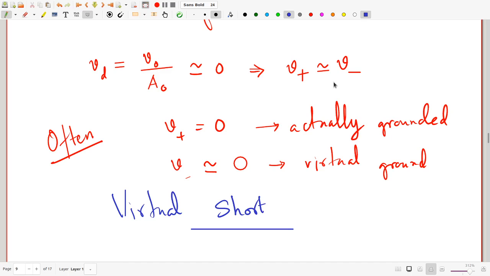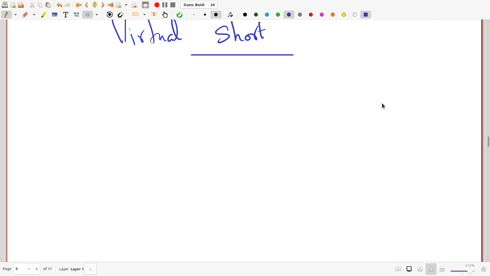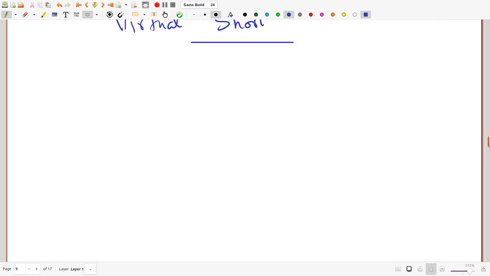So let me just go back to our example of the inverting amplifier once again, and just let us try to put in some numbers in the game. So this was our inverting amplifier circuit.